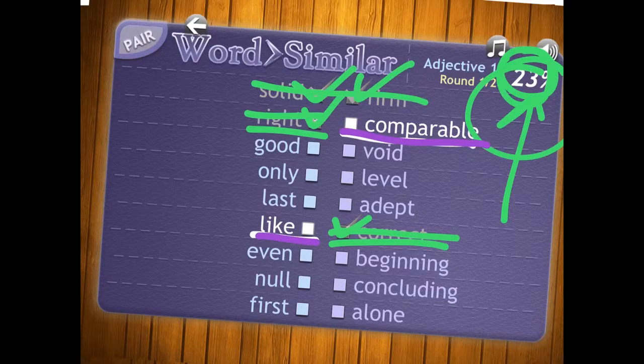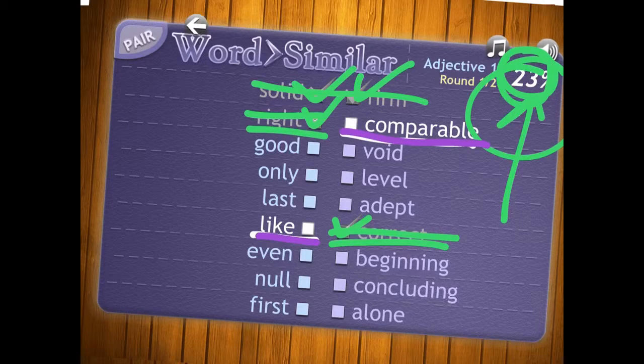And I chose these two. I know I kind of skipped a few up here, and I went down to the next easiest one, kind of going out of my own comfort zone here. But if I was to choose, I would choose like and comparable. I would choose last and concluding, only and alone.